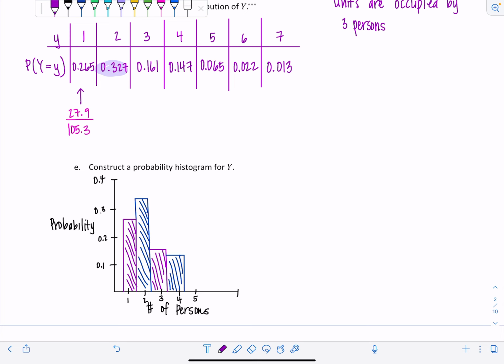Oops, purple. 6 is 0.022, very flat, 1/5 of the way up. 0.022 and 7.013. Oh my. Shall we add a little more? Yes. 0.013. Little baby. Oh, purple, please. Okay, so you get the idea. Very good. Ready to move on?